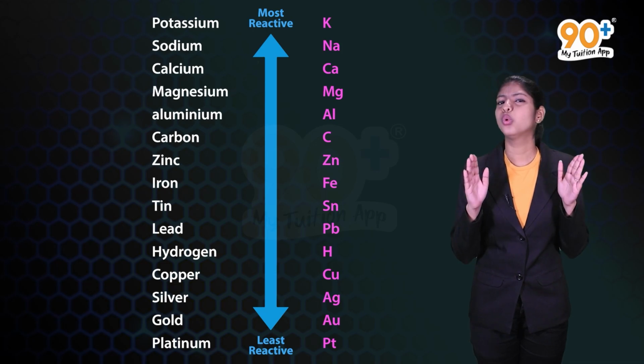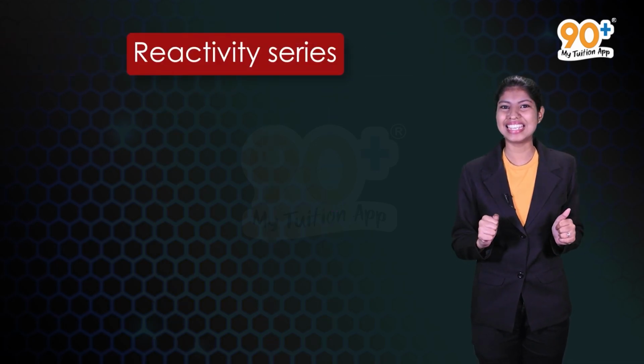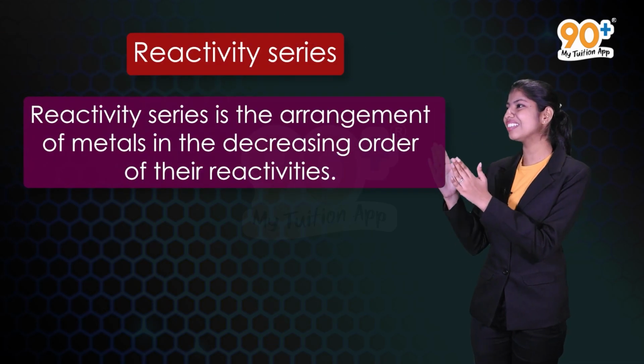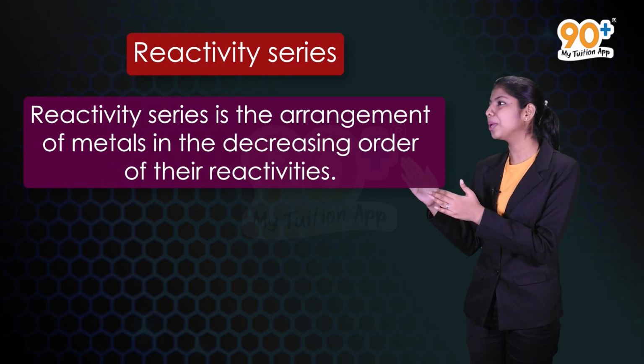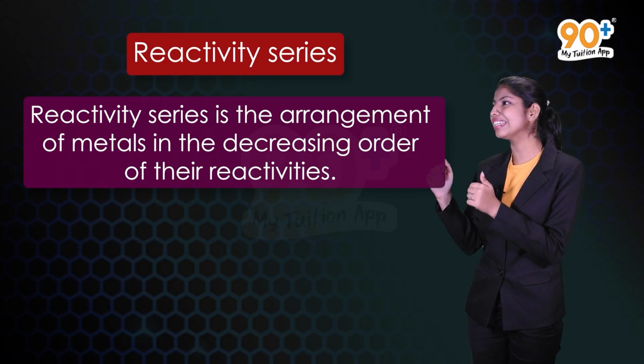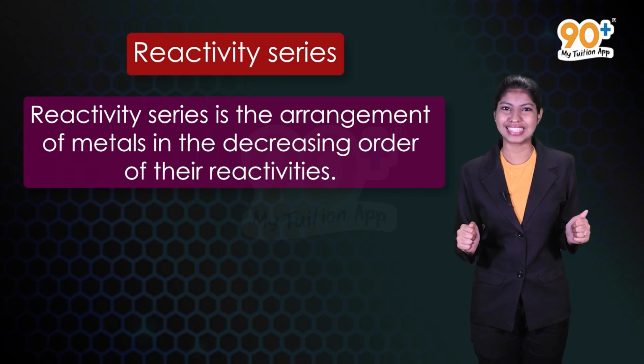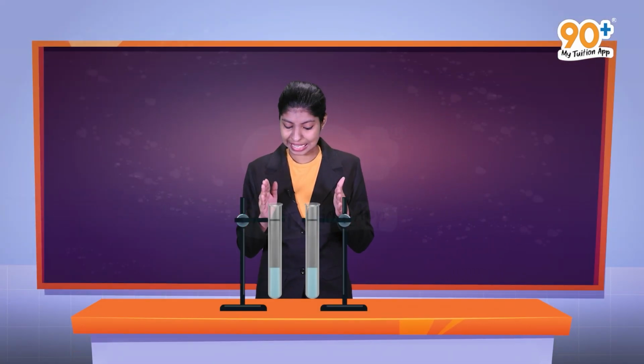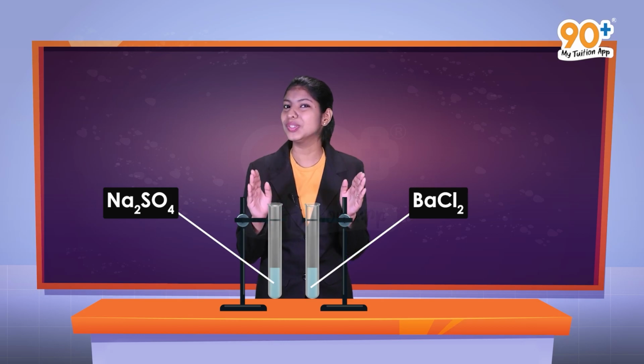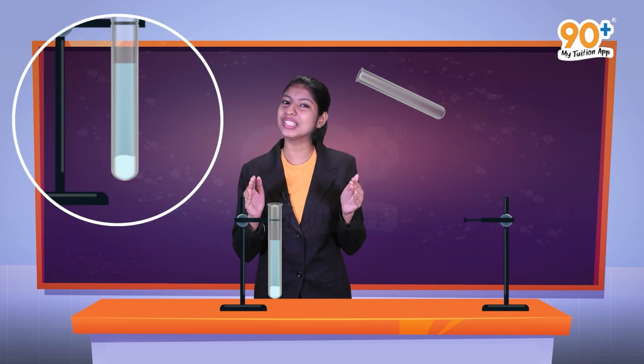So you tell me, what do you mean by reactivity series? Well, the reactivity series is the arrangement of metals in the decreasing order of their reactivities. Now let's do another activity. For that, here I have 3 ml of sodium sulfate and 3 ml of barium chloride in 2 different test tubes. Now let's mix these solutions together.